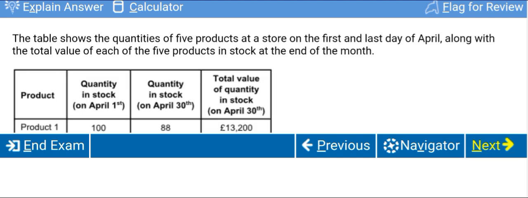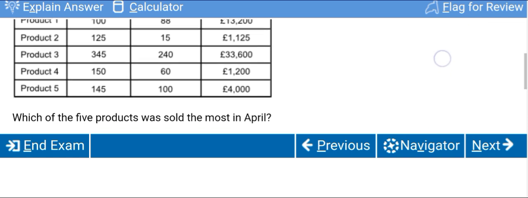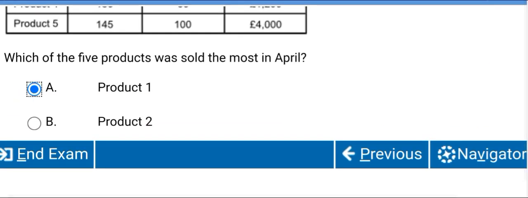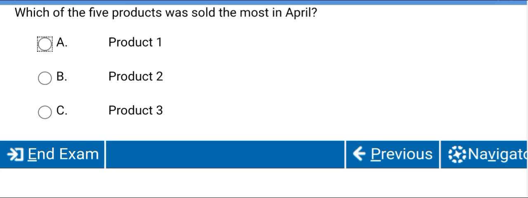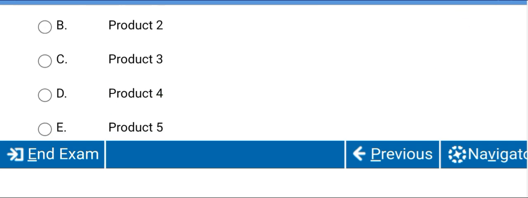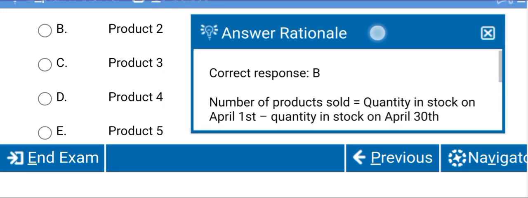Next we have the same statement with the same information given in this table. The question is, which of the 5 products was sold the most in April? Option A product 1, option B product 2, option C product 3, option D product 4, and option E product 5. Correct response, we have option B.